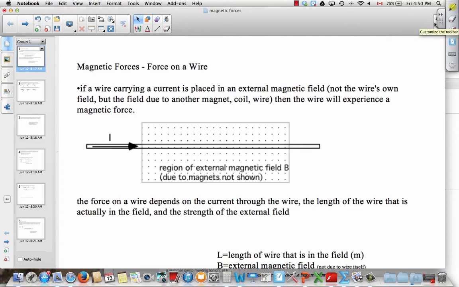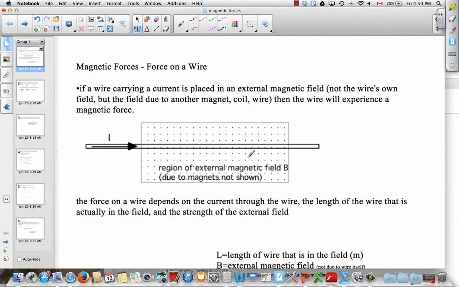Okay, so our topic for today is magnetic forces. We'll start with force on a wire. If you put a current carrying wire in a magnetic field, it will experience a force. Now, this magnetic field is not the wire's own field. We're going to call it the external field. That means it's coming from some magnets that aren't shown in the diagram.